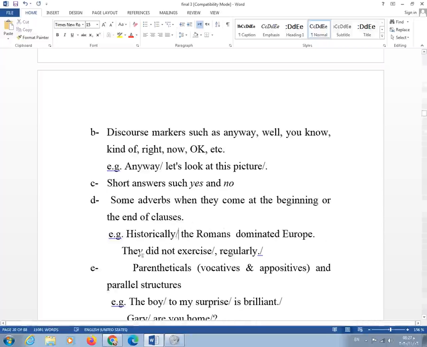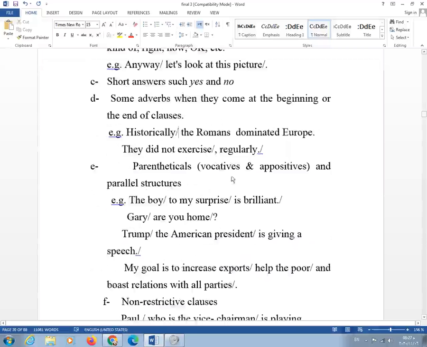Historically, rising intonation. The Romans dominated Europe, Europe falling intonation. Okay, they didn't exercise regularly, rising, regularly. Okay, number E, parenthetical vocatives and appositives, and also tag questions. For example, the boy, slash after it.